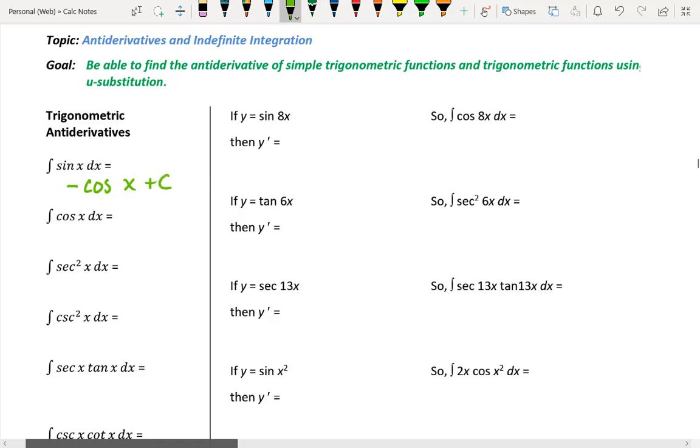The integral of cosine x is sine of x plus c. The integral of secant squared x is tangent of x plus c. The integral of cosecant squared is negative the cotangent of x plus c, and the integral of secant tangent is secant x plus c, and it looks like we have one more down at the bottom there.